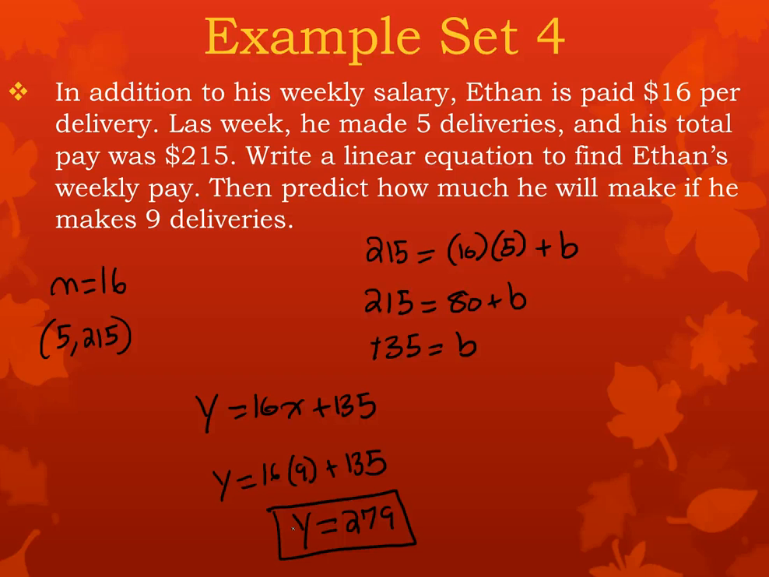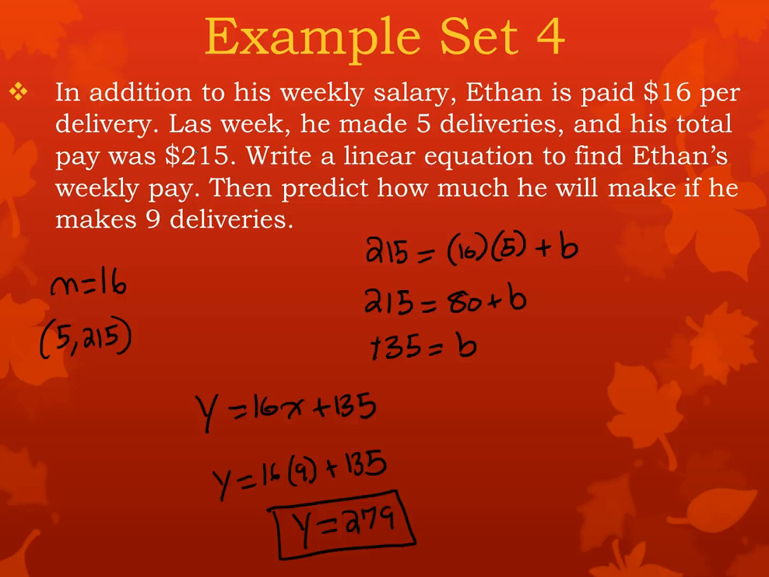Very straightforward, very easy. So the key, again, the hard part really is identifying where your slope is, and that is generally wherever you see some number per blank, whatever we're talking about. That's your slope. And then your x and y coordinates depend upon per what? Per delivery. Your deliveries are your x's. That's why 5 is x.